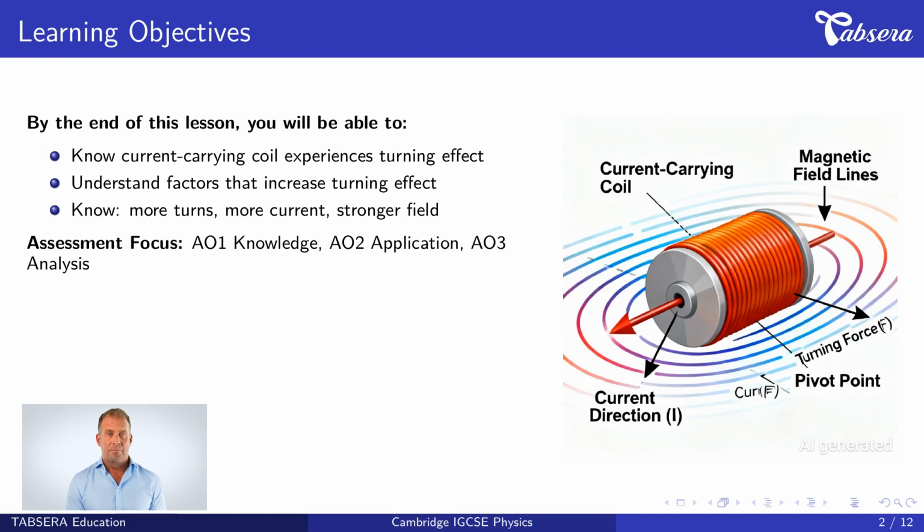Let's examine our learning objectives for today. By the end of this lesson, you will be able to know that a current-carrying coil in a magnetic field experiences a turning effect. Understand the factors that increase this turning effect. Know specifically that more turns in the coil, more current through the coil, and a stronger magnetic field all increase the turning effect. These objectives align with Cambridge IGCSE assessment objectives, AO1 for scientific knowledge, AO2 for problem-solving application, and AO3 for experimental analysis skills.